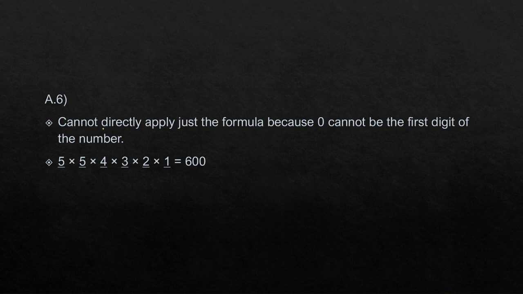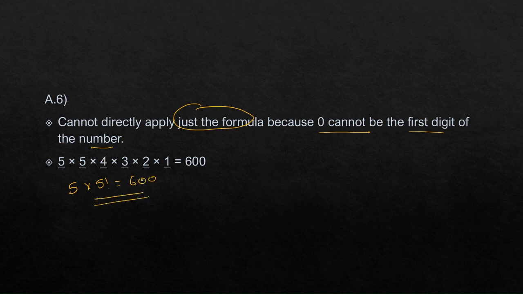This is the solution available to us. We cannot directly apply just the formula because 0 cannot be the first digit of the number. Otherwise, the number will become a 5-digit number. But what we need is a 6-digit number. So it can be 5 into 5 factorial, which is equal to 600.